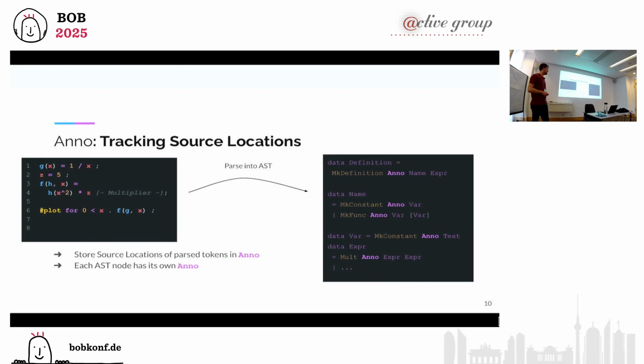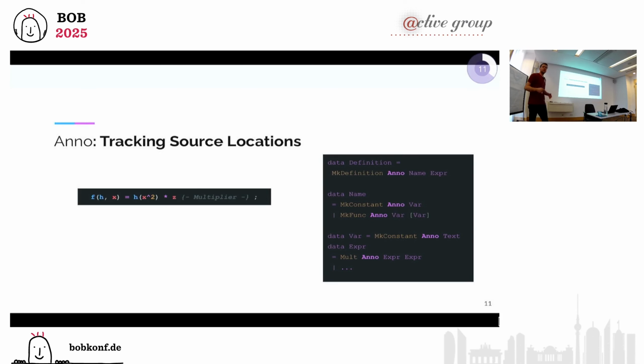Okay, but what do we actually store in this annotype? We are not storing all the tokens in the definition here, because that would be quite redundant, and because the name would also want to store this information, for example. Okay, so we're going to take a look at the concrete example of line 3 of the previous program, and we try to figure out how we are constructing these source annotations.